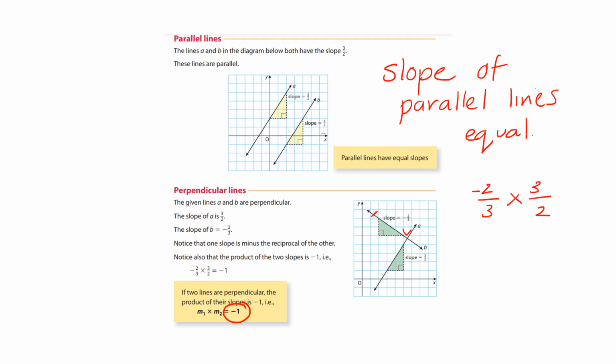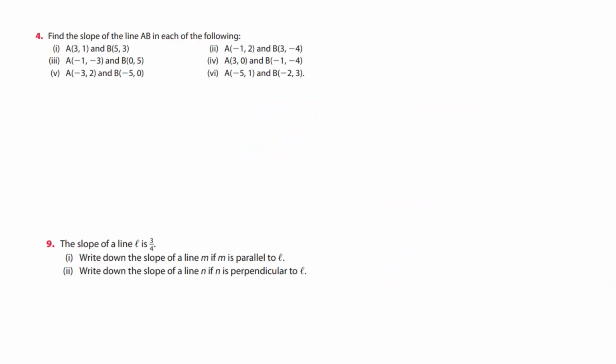When we multiply fractions, we just multiply the top by the top and the bottom by the bottom. So we have minus multiplied by a plus, so it's going to be a minus. 2 multiplied by 3 is 6. 3 multiplied by 2 is also 6. So minus 6 divided by 6 is equal to minus 1. Therefore, these are perpendicular. Okay, so if the slopes, when you multiply them together, you get minus 1, that tells you that they are perpendicular. So let's take a look at a couple of example questions.